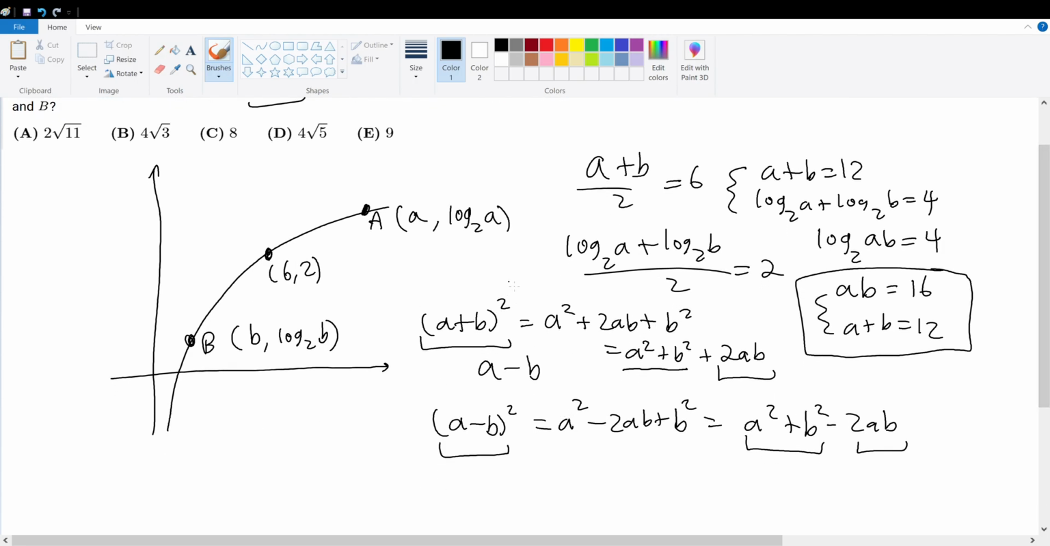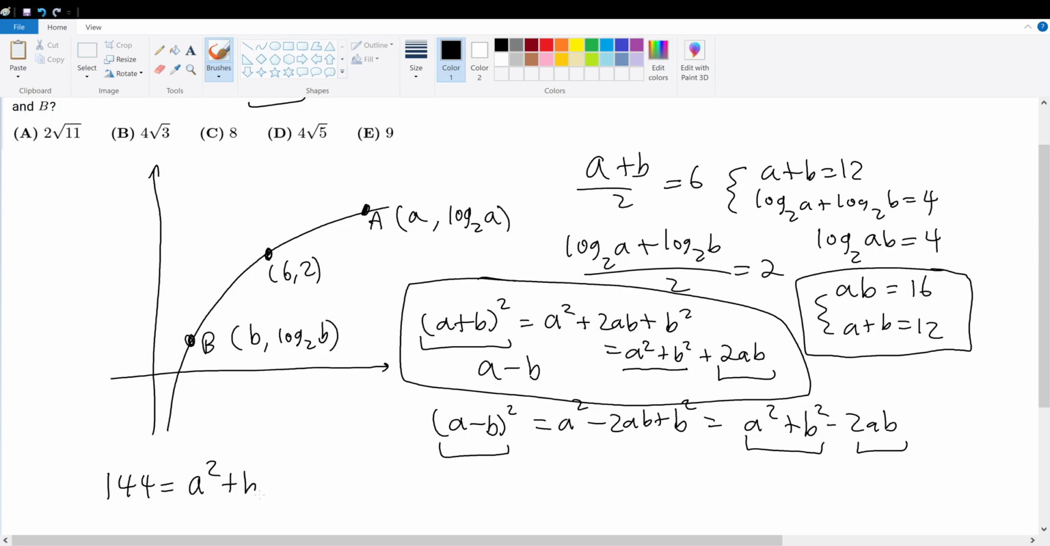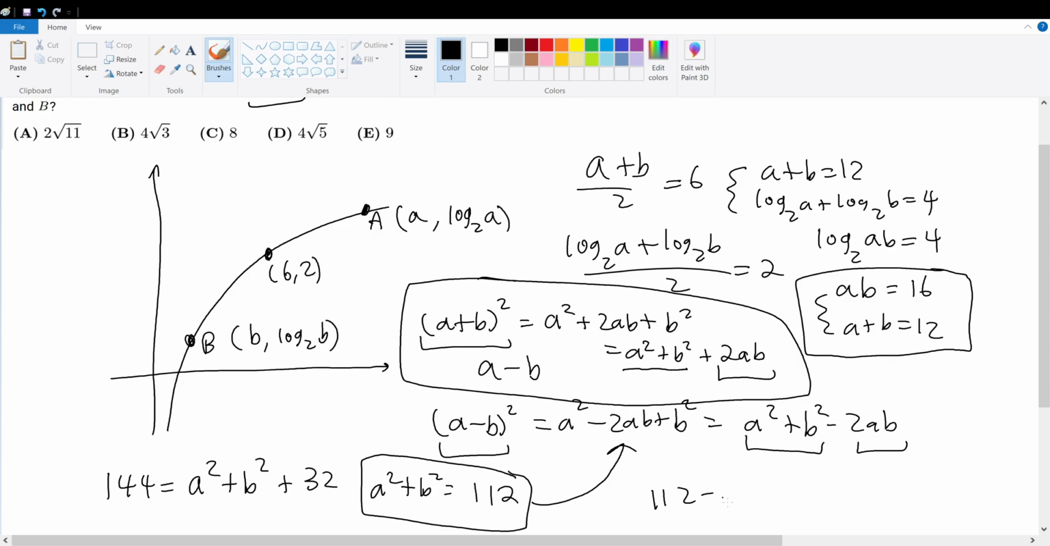Let's first solve for a squared plus b squared from this expression right here. We know that a plus b is 12. 12 squared is 144. 144 is equal to a squared plus b squared plus 2ab. A times b is 16, so 2 times 16 is 32. Therefore, a squared plus b squared must be equal to 112. Therefore, we can plug this into this expression to get 112 minus 2ab. ab is 16, so 112 minus 32 will give me (a minus b) squared, which is 80. So that is equal to (a minus b) squared.